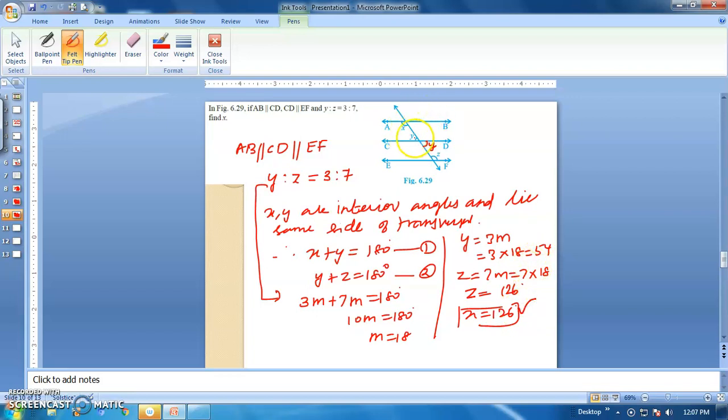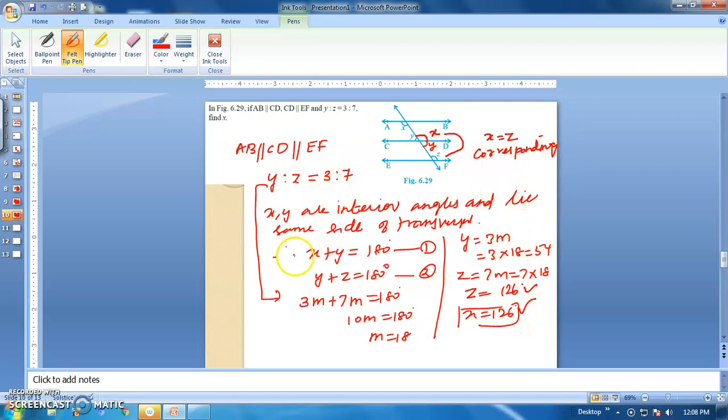So here, look at the diagram. This one is x, so what about this one? This one is also x, because they are alternate interior angles. And look at these two, x and z, are both the same or not? This x lies above the line CD. This z lies above the line EF. And also they are lying on the right side of the transversal. Therefore, x equal to z, because they are corresponding angles. Therefore, if z equal to 126, then x also equals 126. Like this, I have used corresponding angles.